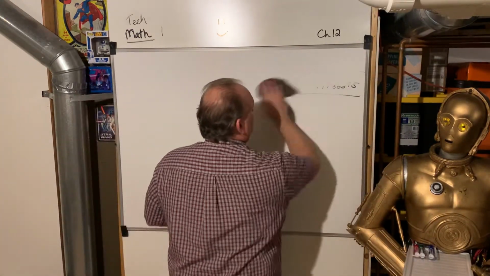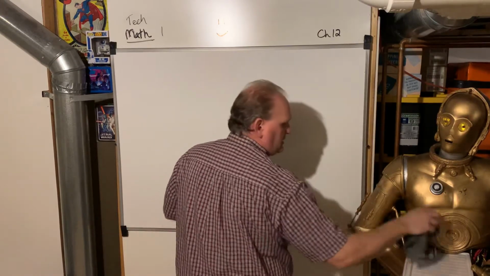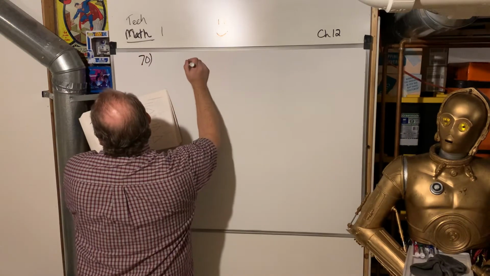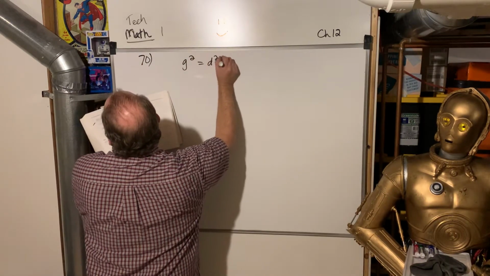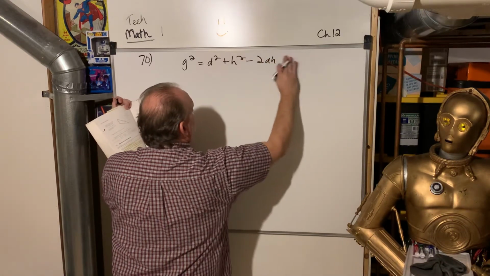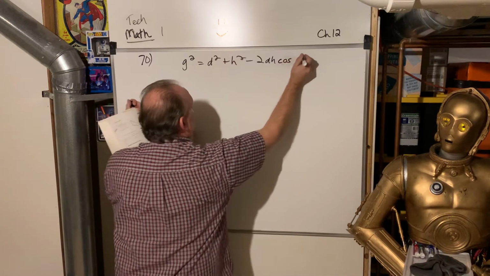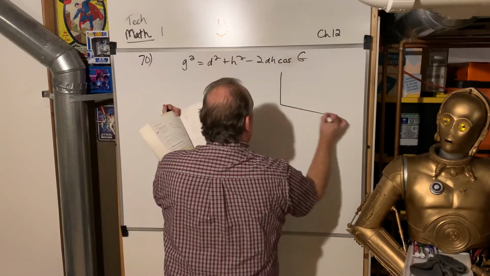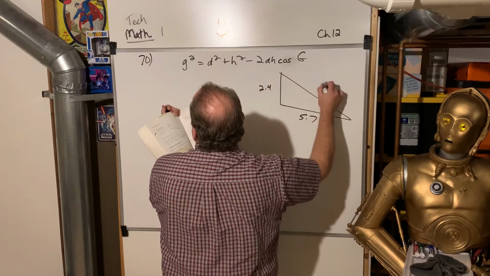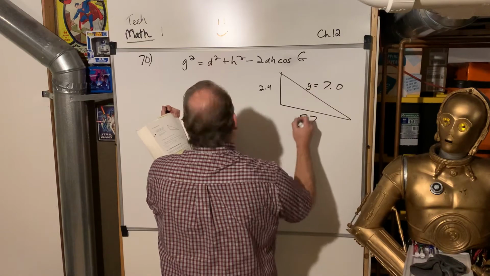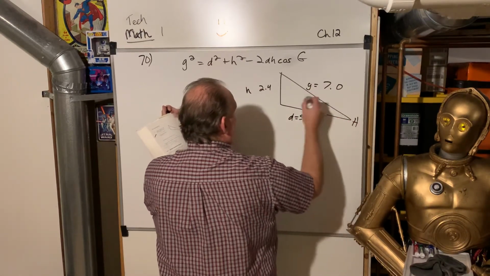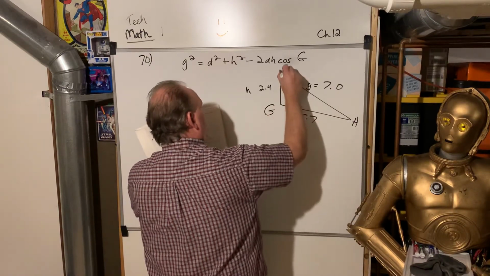So here, we'll set it up without having the a squared and the equals, all that stuff that was here. So look at number 70. Oh, they already have it set up for you. D squared plus h squared minus 2dh cosine g. And they give you this triangle. And we got 2.4 there, 5.7 there, 7.0 there. This is g. And this is D, and this is H, and this is big H, and this is big G, and this is big D.